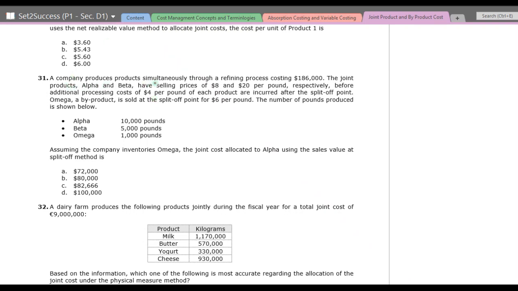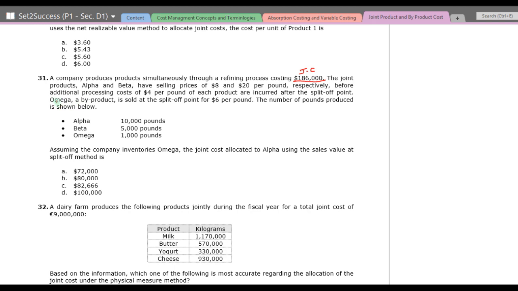A company produces products simultaneously through a refining process costing 186,000. 186,000 is the joint cost. The joint products alpha and beta have selling prices of $8 and $20 per pound respectively, before additional processing cost of $4 per pound of each product are incurred after the split-off point.